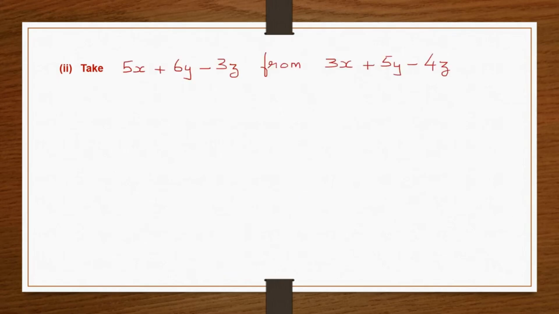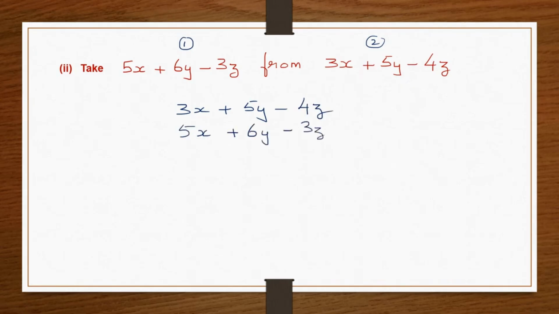So here we have two expressions. The first expression is this, and this is the second expression. The question is, take away the first expression from the second. So we have to write the second first: 3x plus 5y minus 4z. Below this we write the first expression, which is 5x plus 6y minus 3z.